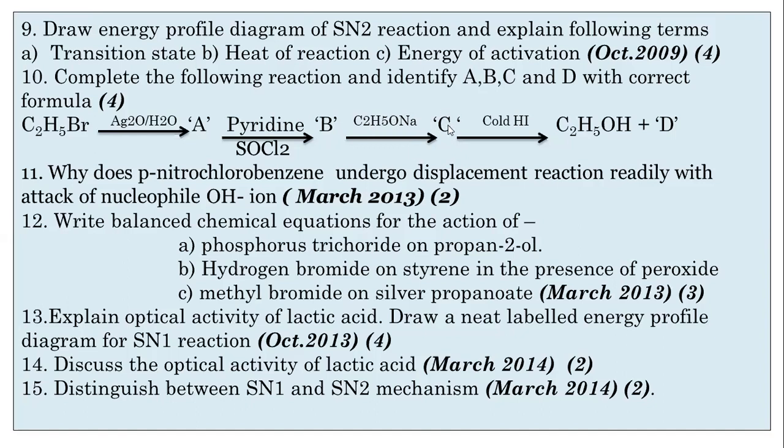C product will be diethyl ether, and its reaction with cold HI gives D. Here we will get C2H5OH and one more product. What will be the D product? C product I told you, it will be ether C2H5OC2H5, diethyl ether. What is the reaction of diethyl ether with cold HI? One product is given here, C2H5OH, alcohol is given. What will be the other?